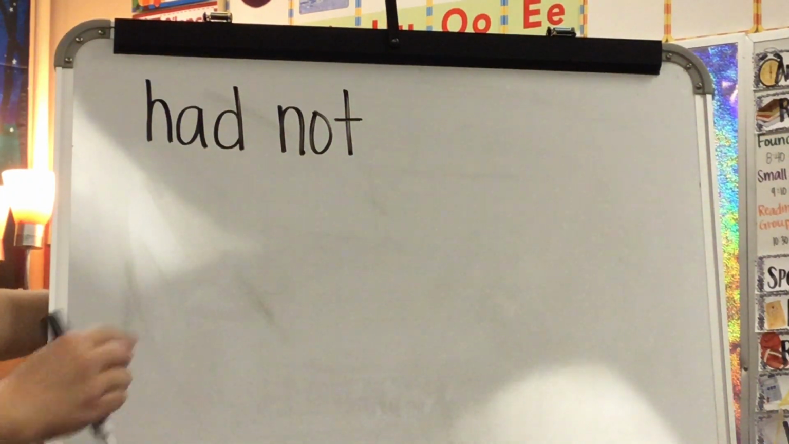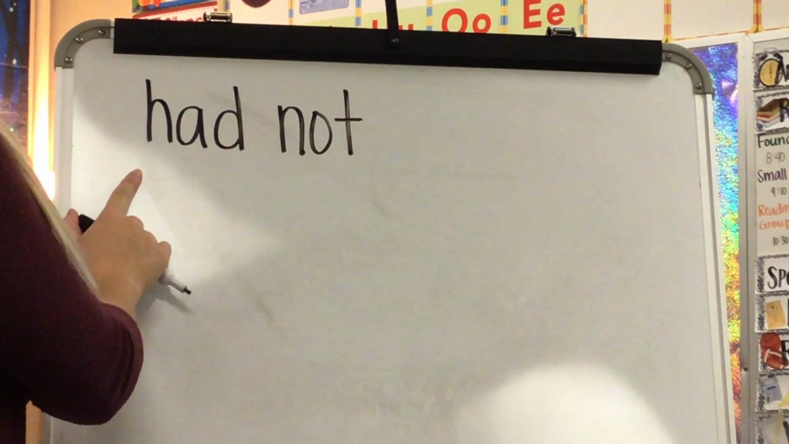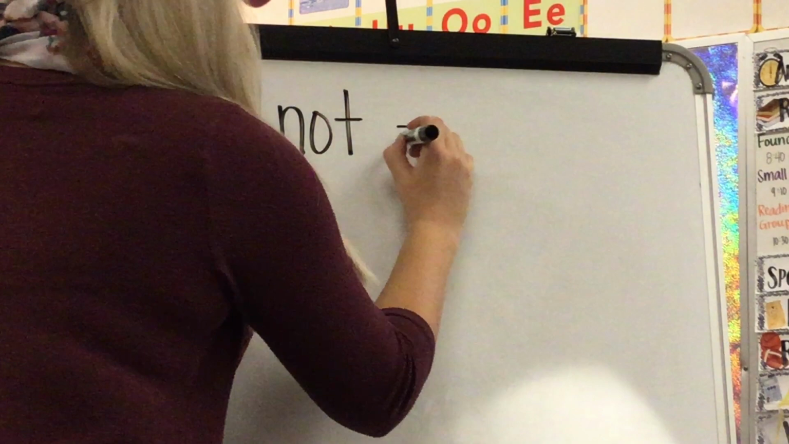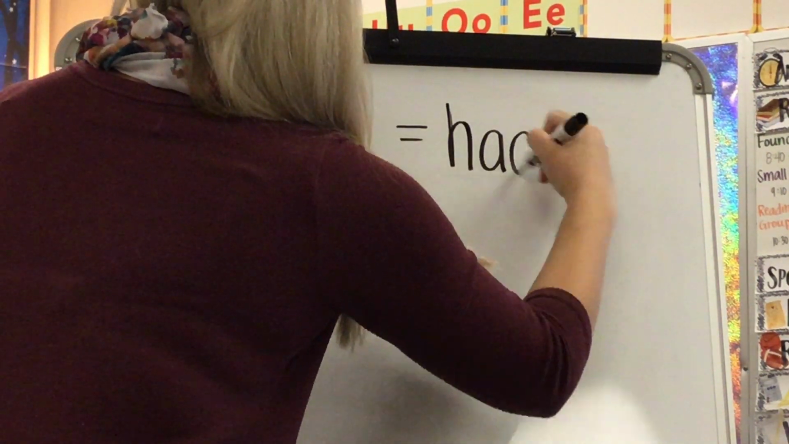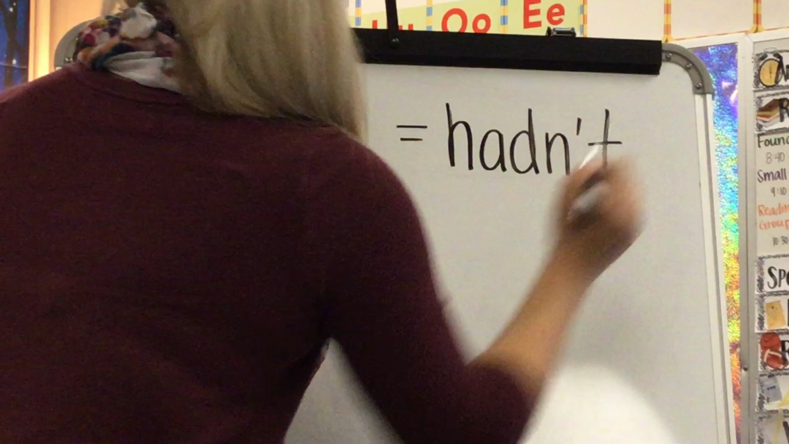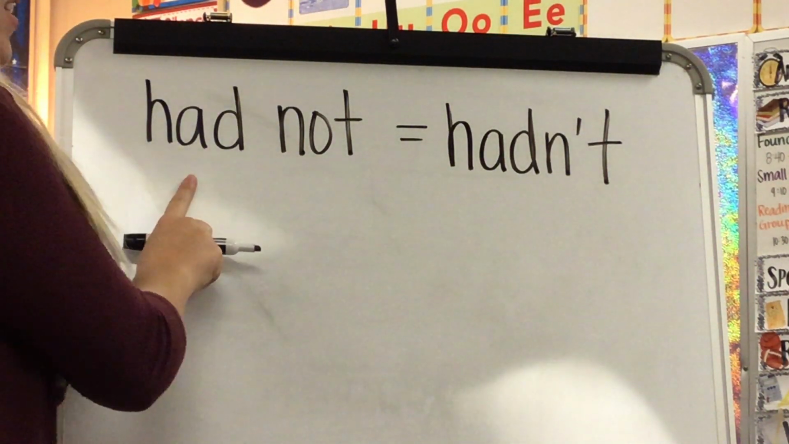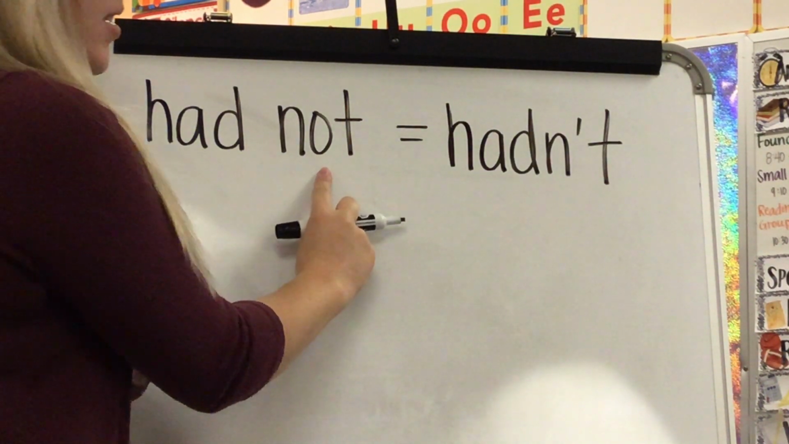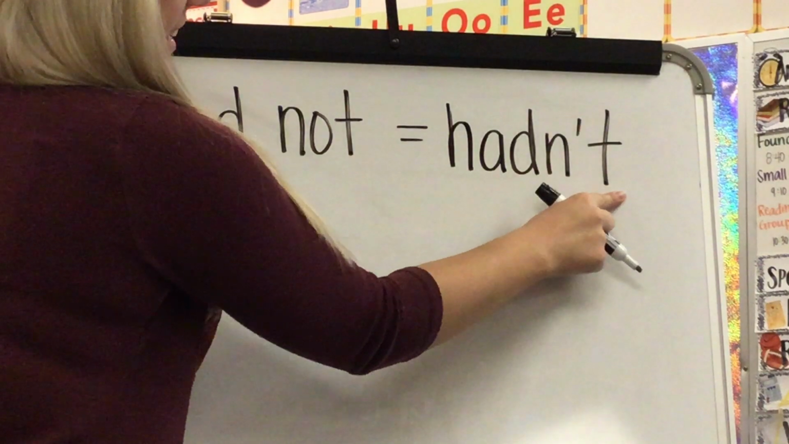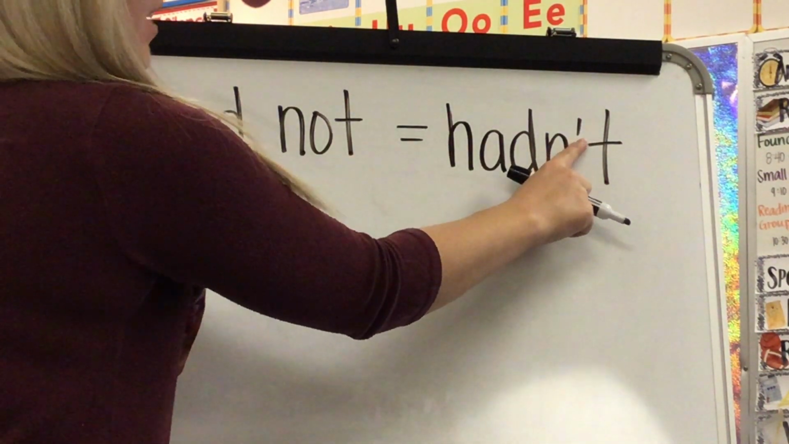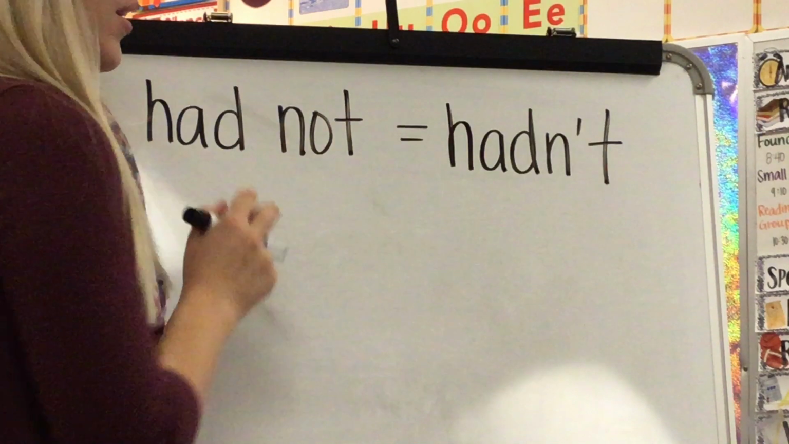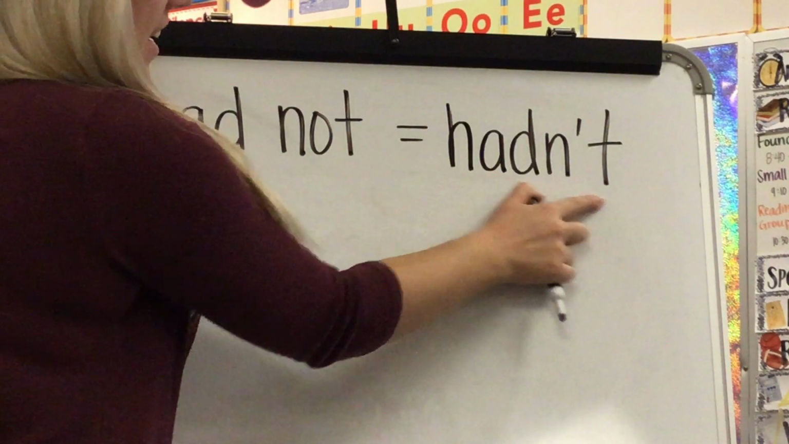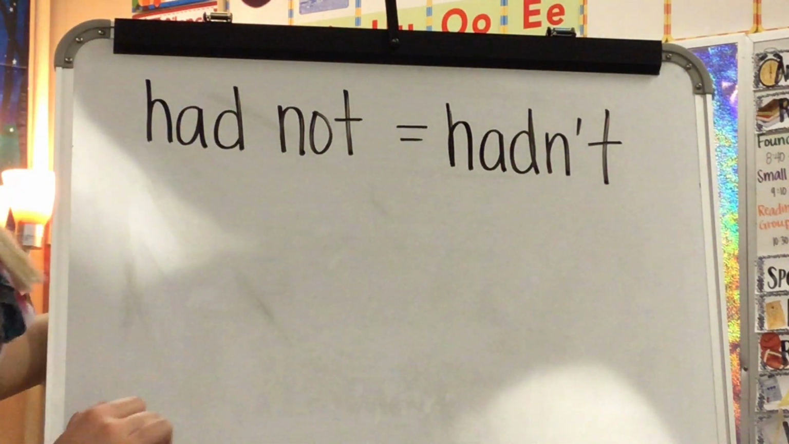I'll use these words in a sentence. Max had not taken his bike to school. When I put the words had and not together and take away the O in the second word not, I make the contraction hadn't. The apostrophe takes the place of the letter O in the word not. Now my sentence is Max hadn't taken his bike to school.